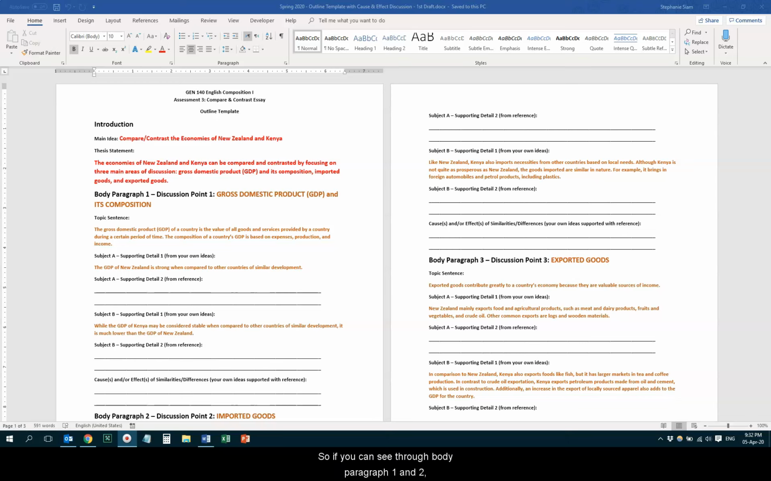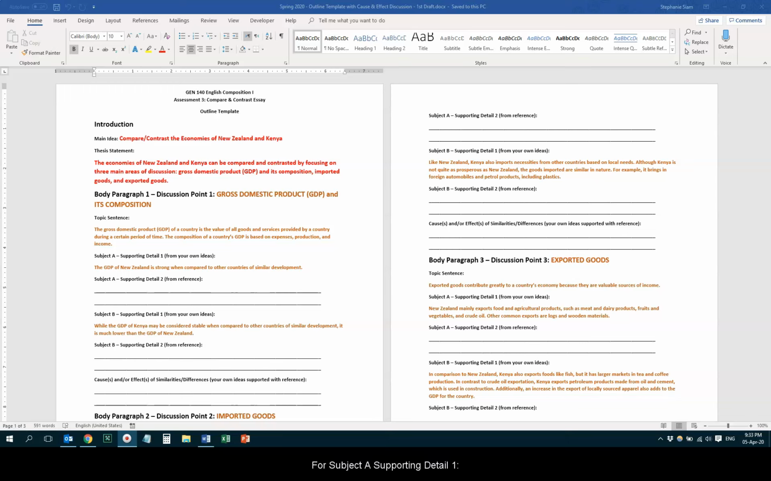So if you can see through body paragraph 1 and 2, the details that I'm writing are not specific numbers, they're not specific data. They're generalized ideas from my own ideas. So there's no references, there's no outside research. Then we look at body paragraph 3, exported goods. For the topic sentence, exported goods contribute greatly to a country's economy because they are valuable sources of income.